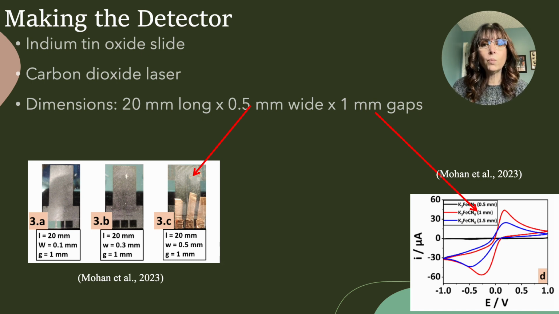The smallest width the machine could make that allowed for good electron transfer rate was 0.5 millimeters. So their dimensions were 20 millimeters by 0.5 millimeter wide with 1 millimeter gaps because this led to the best electron transfer rate.